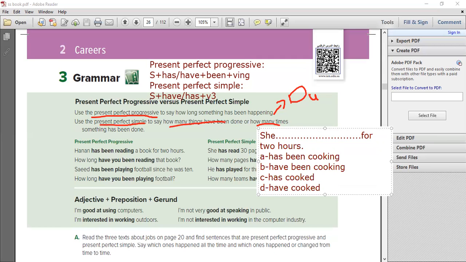What do you think? She, 2 hours. Yes, she has been cooking.